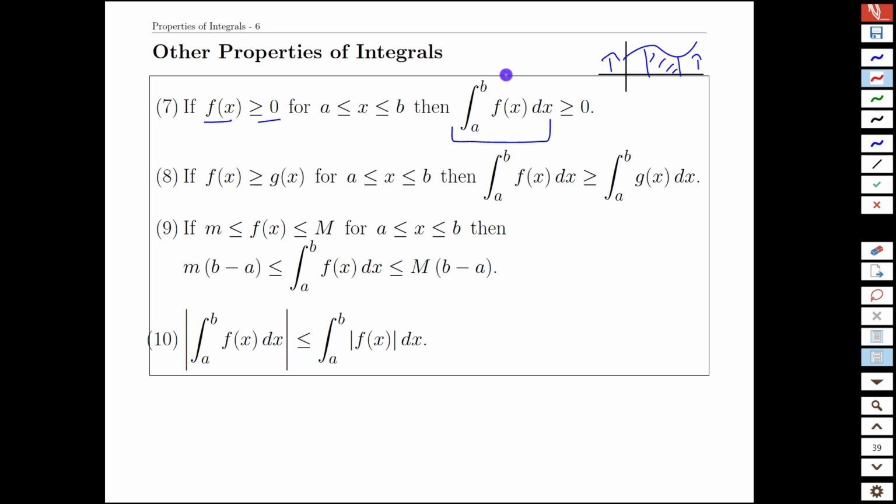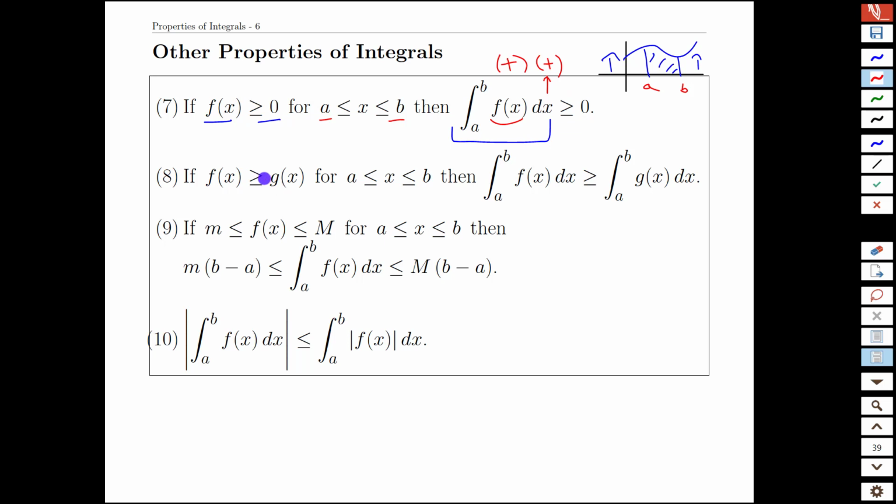Another way to think about this is from signs. If we have positive f of x values, and we're always using positive delta x values, which is what we get when we increment from a low value to a high value for a to b, then our sum in our integral is going to be positive values times positive values, and guess what? We're going to get positive values when we're done.